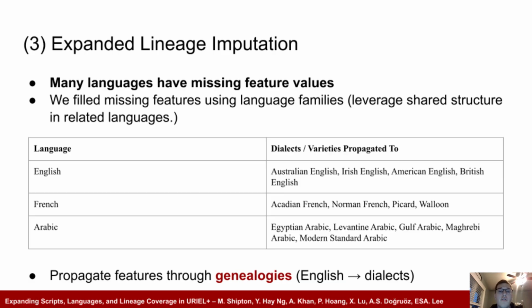For example, features from English can be propagated to its dozens of dialects, and similarly for French, Arabic, and thousands of other languages with dialects. This allows us to fill in missing data in a linguistically meaningful way.